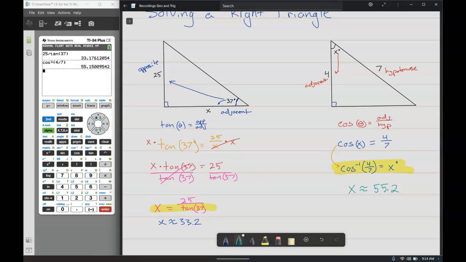And that's how we can use our calculator to solve for missing values of a right triangle. We want to write an algebraic expression based off of the trigonometric ratios, fill in the values that we know along with a variable, and isolate the variable in order to solve. We're going to use sine, cosine, and tangent when we're trying to find a missing side length, but we're going to use inverse sine, inverse cosine, and inverse tangent whenever we're trying to find a missing angle.